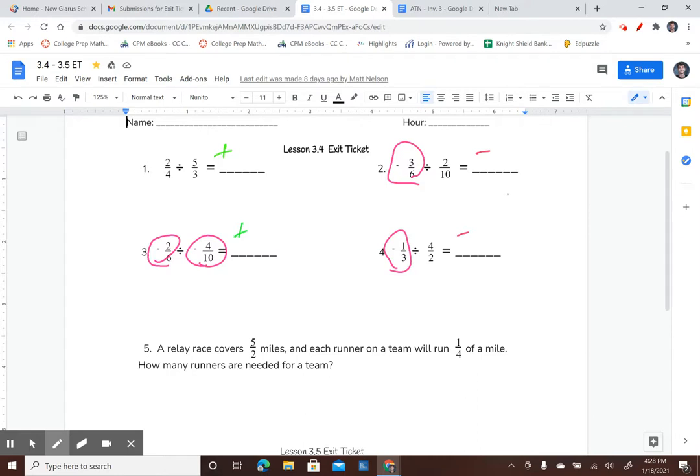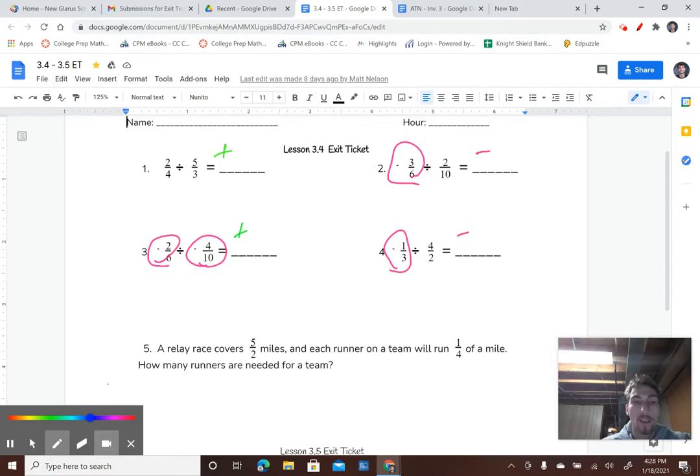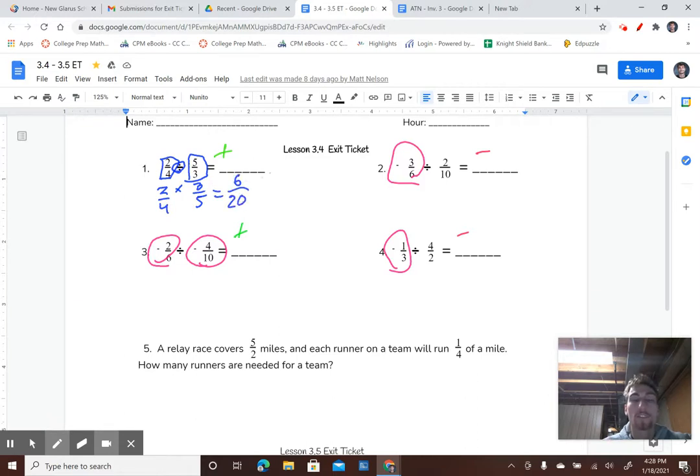All right, we got that out of the way. Now we can focus on the keep, change, flip. So let's keep that 2/4 the same. Let's change that division sign to multiplication. And let's flip that 5/3 and make it 3/5. So here we're going to keep that as 2/4. Multiply across the top. 2 times 3 gives us 6. Multiply across the bottom. 4 times 5 gives us 20.